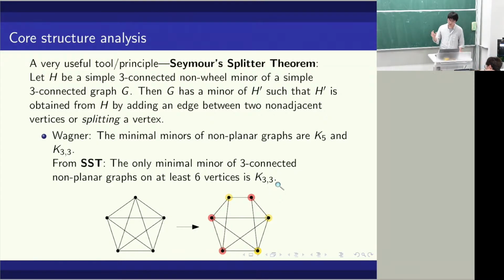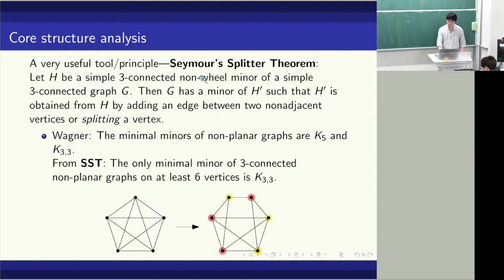So let's say we have a 3-connected non-planar graph. By Wagner's theorem, it has either K5 or K33 as a minor. If it is K33, we are done. So which means that we have a K5 minor of our graph. But our graph is not K5. It contains K5 as a minor, but it is not K5.